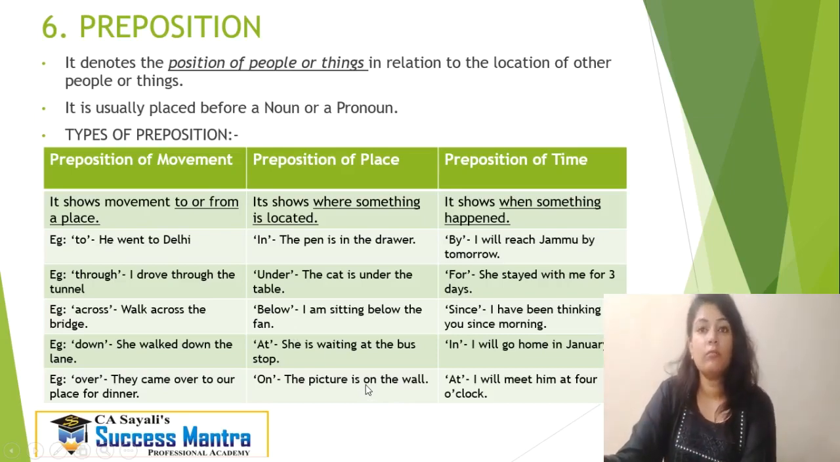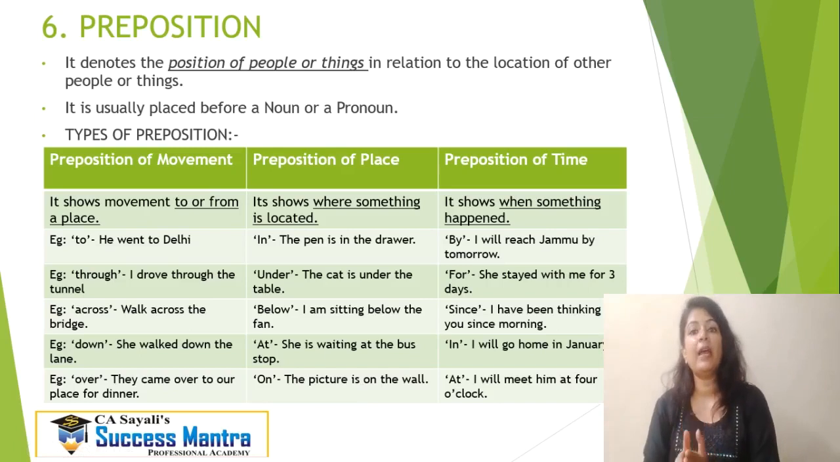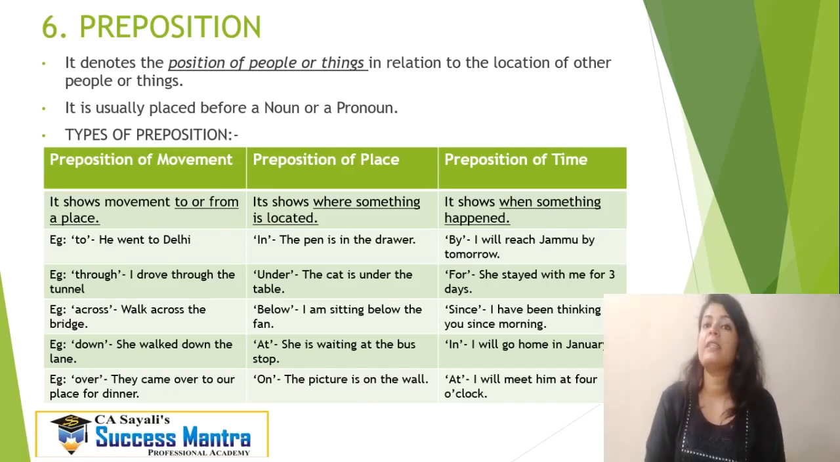दूसरा preposition is preposition of time. Okay, now preposition of time is going to show me when something has happened. Okay, for an example, if I am saying I will reach Jammu by tomorrow, यानी कि मैं कल तक जम्मू पहुंचूंगी, तो ये जो मेरा word है by, this is nothing but a preposition of time.